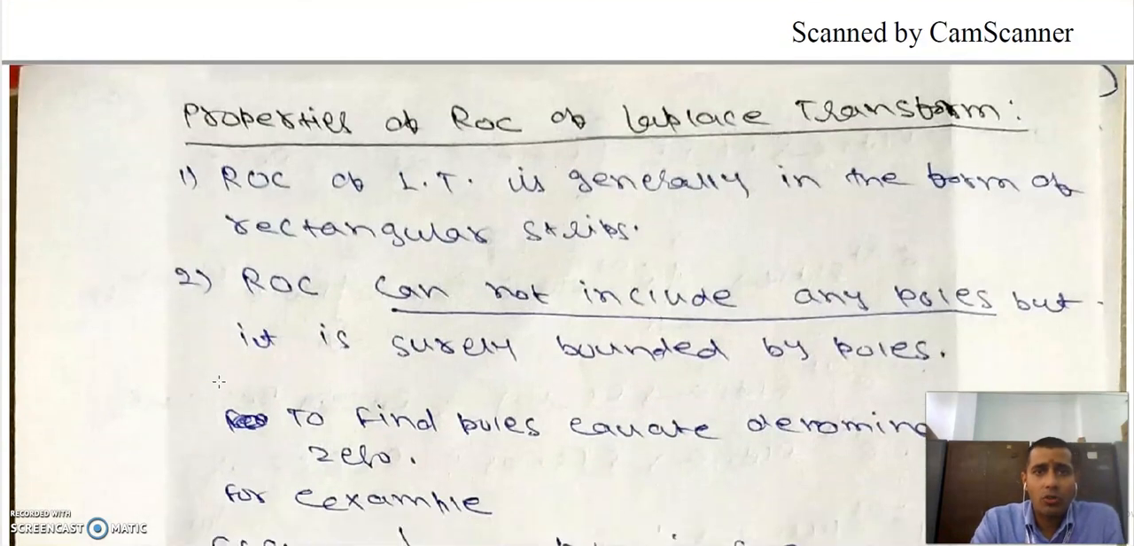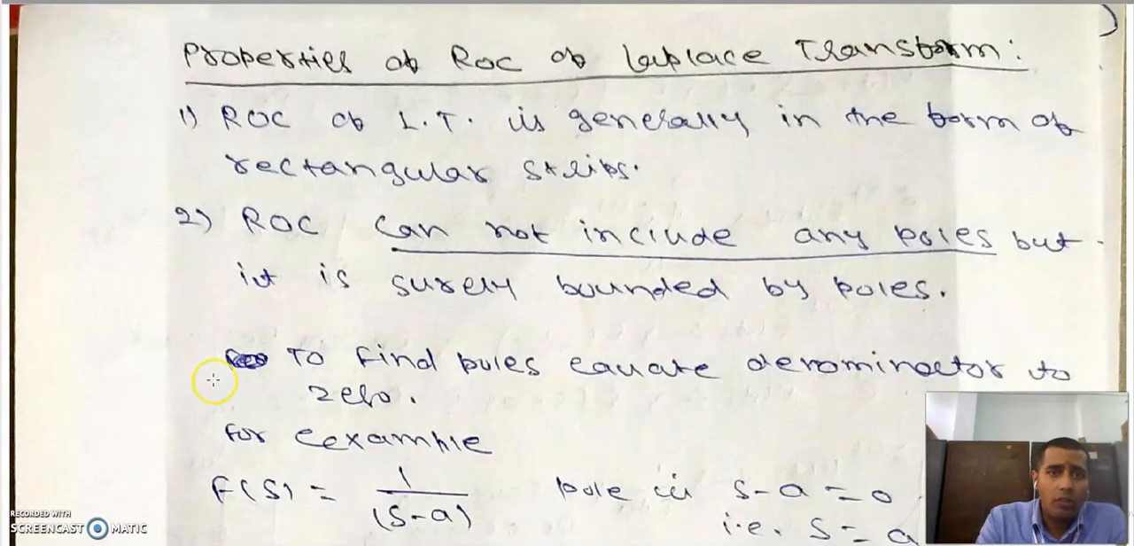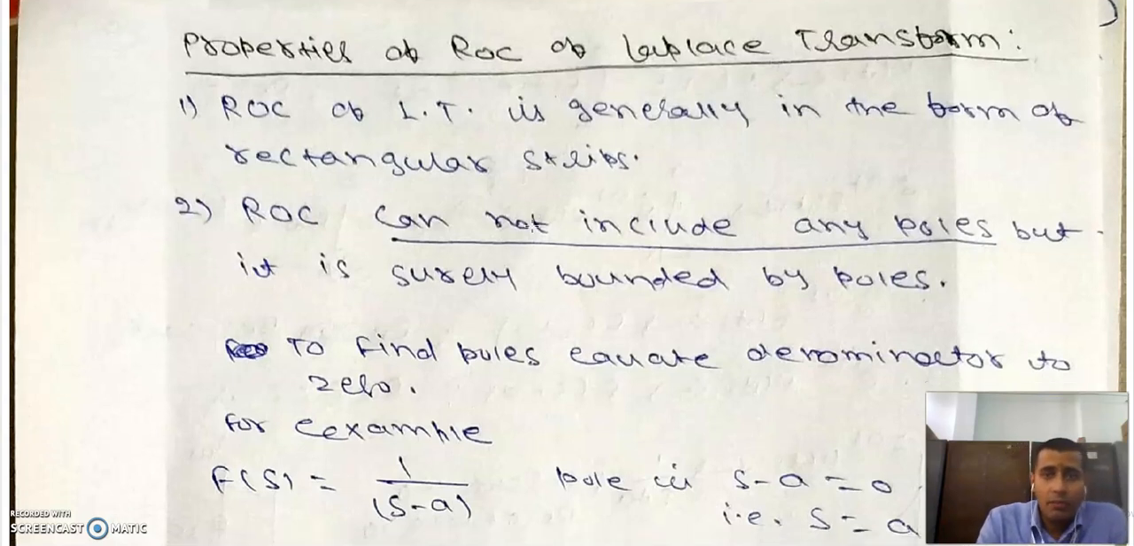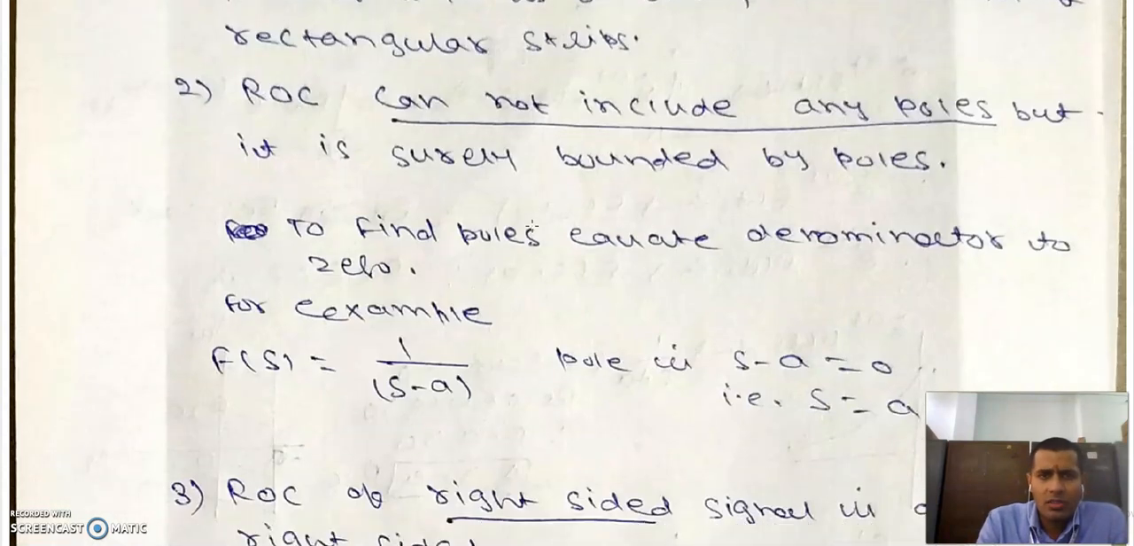Conclusion. Properties of the ROC of the Laplace transform. The ROC of a Laplace transform is generally in the form of a rectangular strip, and they have drawn the rectangular strip. ROC cannot include any pole. Mind it, remember it. ROC cannot include any poles, but it is surely bounded by poles, that means it does not include the boundary. To find poles, how do we find them?